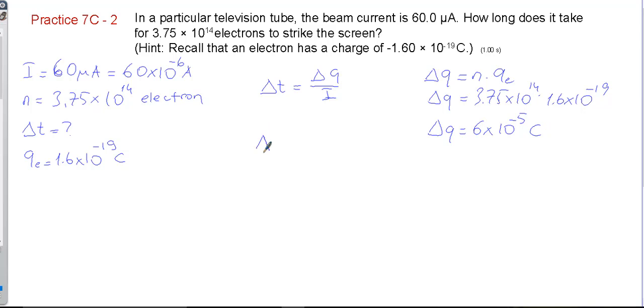So then let's calculate delta T, charge divided by current. We get 6 times 10 to the power of minus 5 coulomb divided by the current, which is 60 times 10 to the power of minus 6 ampere. If you check, 6 times 10 to the minus 5 and 60 times 10 to the minus 6 are the same, so when we divide, delta T here will be 1 second.